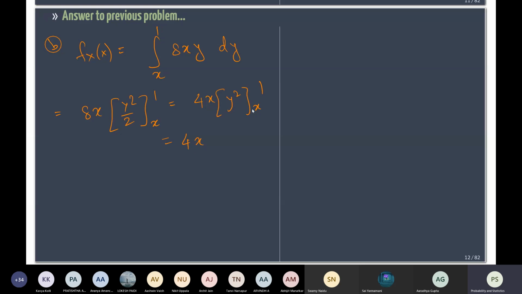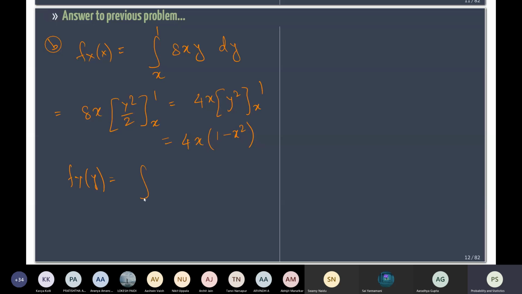So this is 4x times y squared from x to 1. We put 1 here, and then minus x squared, so this is 4x times 1 minus x squared. Yeah, it seems correct, right?